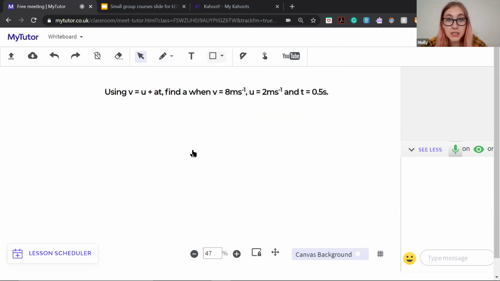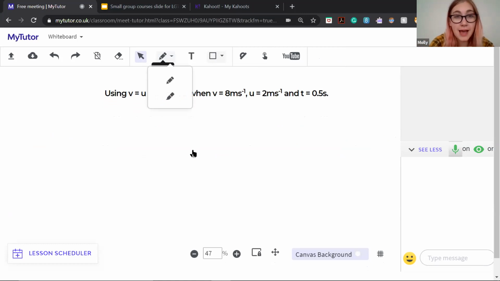So this was one of the questions in that Kahoot. Using v equals u plus at, find a when v is 8, u is 2, and t is 0.5. With these ones, I would really encourage you not to rearrange the letters, but instead to put in the numbers first and then rearrange. So if we literally just substitute in what we have here.